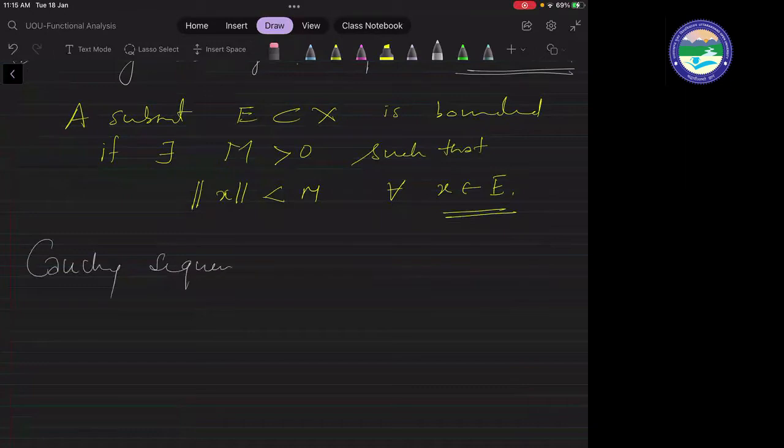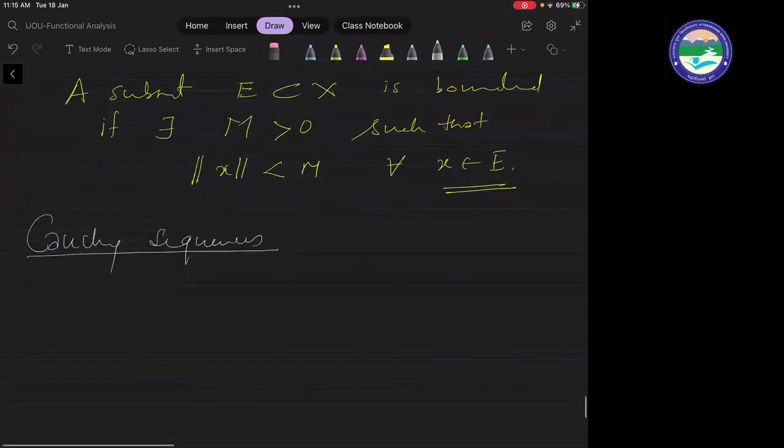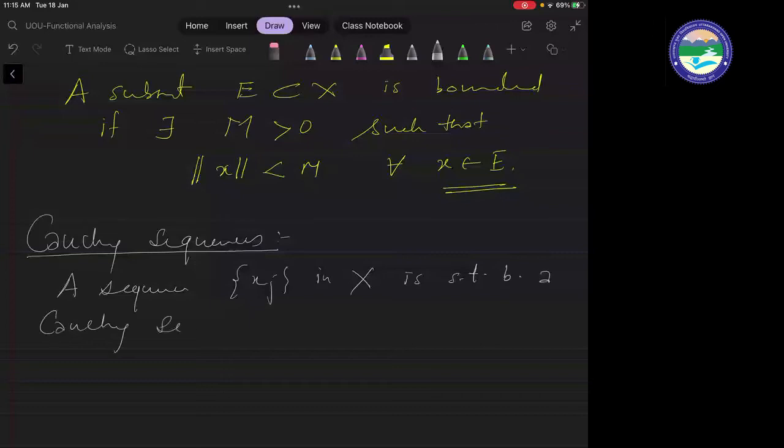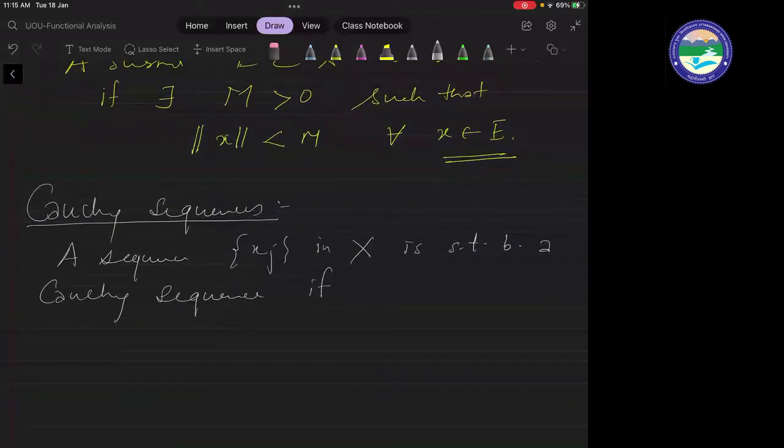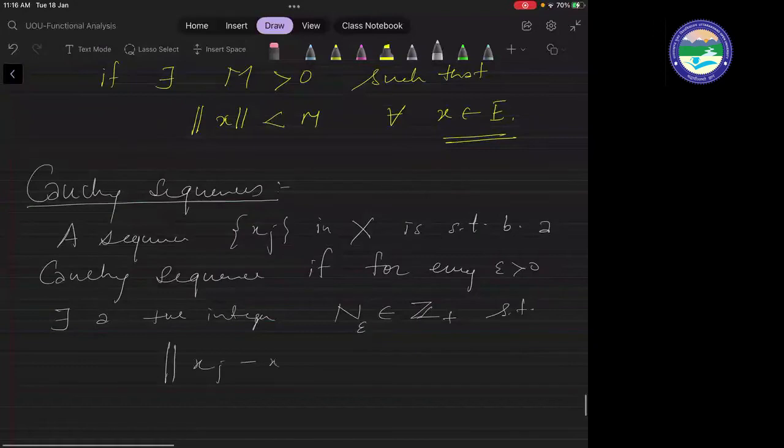So when you were in the realm of sequences in your real analysis course, you must have seen Cauchy sequences. Have you seen this? So can you recall what a Cauchy sequence was? Okay, a sequence xj in X is said to be a Cauchy sequence if, please complete it, if for every epsilon positive there exists a positive integer N, which depends on epsilon, such that norm xj minus xl is less than epsilon for all j, l greater than or equal to N epsilon.